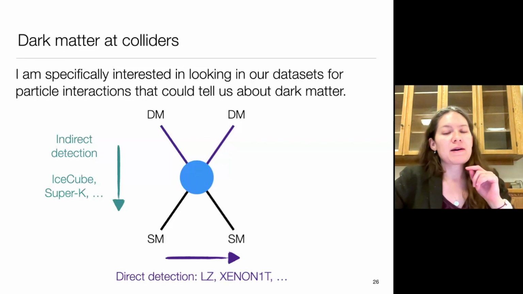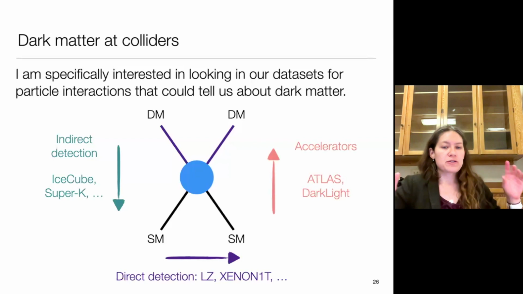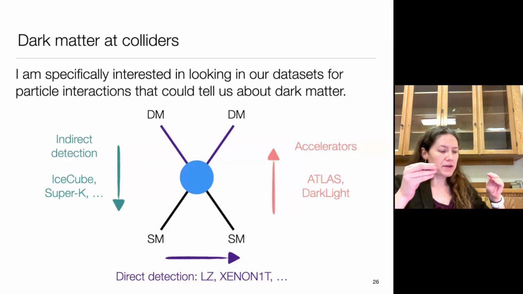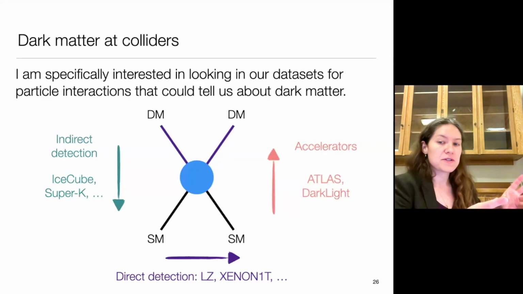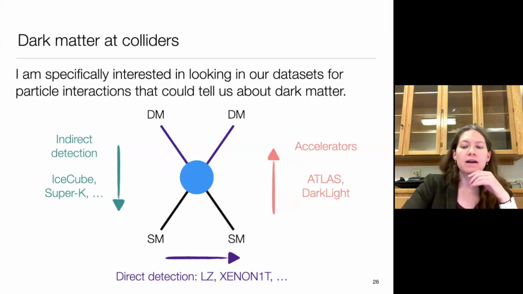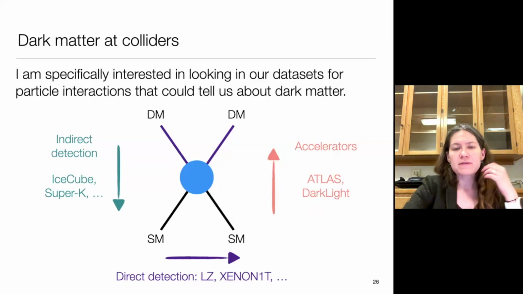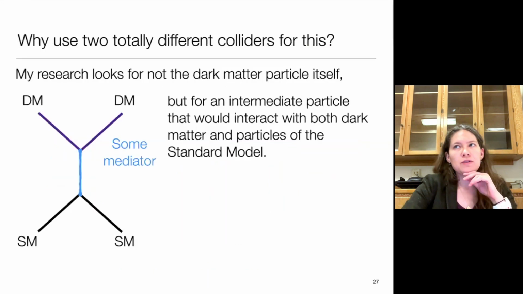But if you read this diagram from the bottom to the top, then what you're trying to do is have two standard model particles come together, interact, and produce dark matter. And that's something that we can look for with experiments like ATLAS at the LHC, or like DarkLight and other small experiments at smaller accelerators around the world.